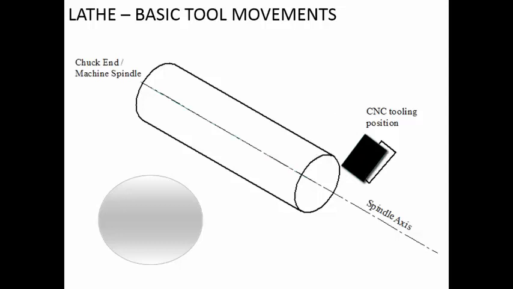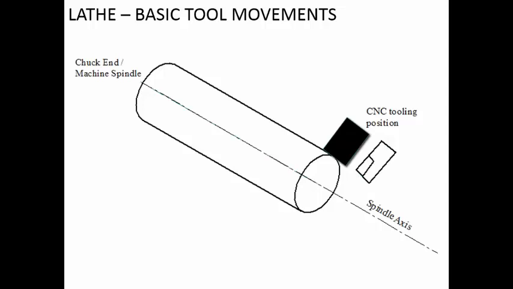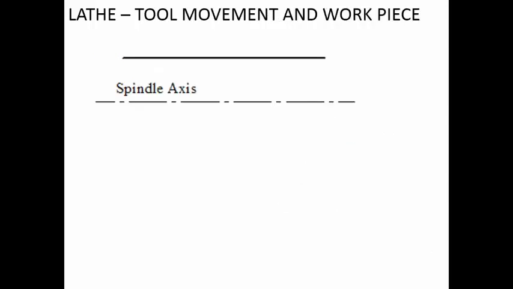But in the conventional system, the tool and the human being are present on the same side of the spindle axis, because the human being has to operate the different hand wheels and generate the tool motion. In case of the CNC lathe, the tool is present on the opposite side. Even in the CNC lathe, you can move the tool in any direction you want to generate the required kind of profiles or shape on the workpiece.